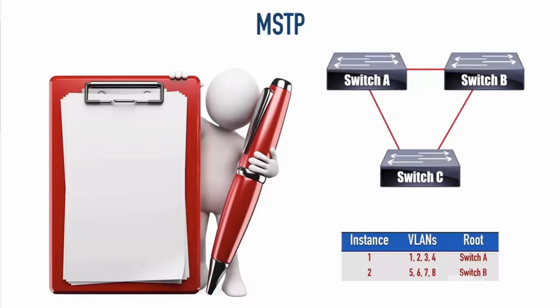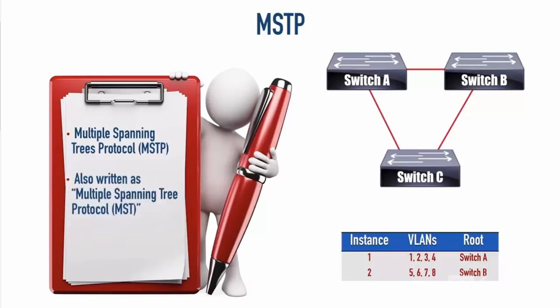But another option is to use MSTP, Multiple Spanning Trees Protocol, or you might also see this written as Multiple Spanning Tree Protocol, MST, and there is an IEEE standard for this. It's IEEE 802.1s, and here's the idea. Yes, different VLANs might benefit from different spanning tree topologies. However, a lot of VLANs might share the same spanning tree topology as their optimal topology.